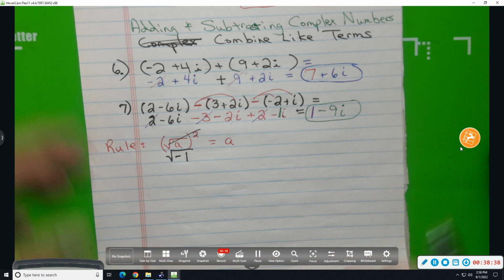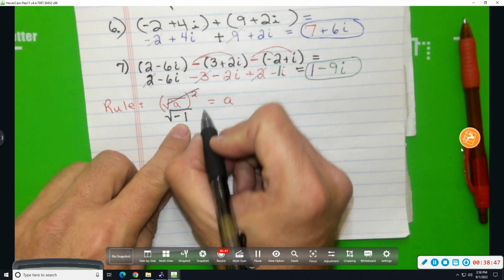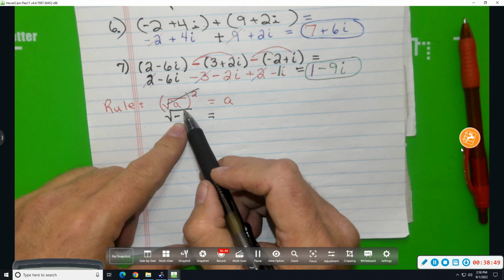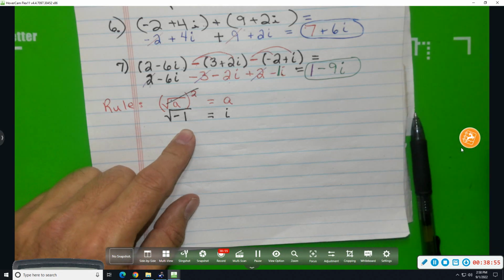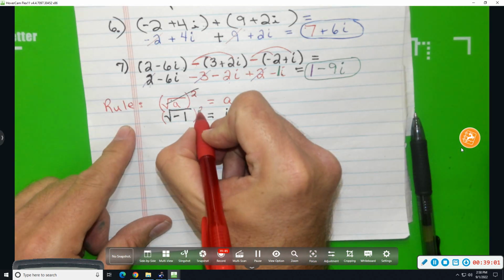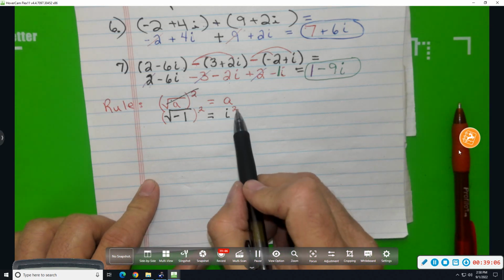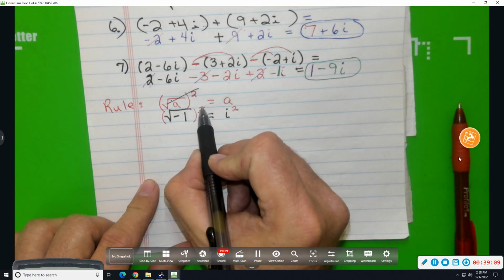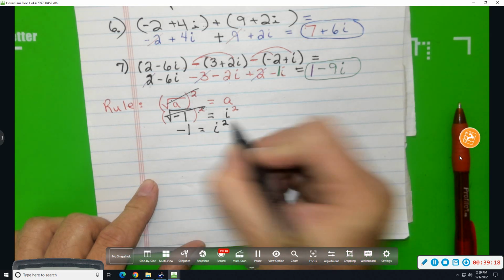Just like on problem number 1, we simplified the square root of negative 49. What if that had been the square root of negative 1? How would you have simplified that? Square root of negative 1 is i. Let's square both sides here, because I want to develop a rule. I put a square there and there. Then on the left, a square and a square root cancel out. So we just have negative 1 equals i squared.